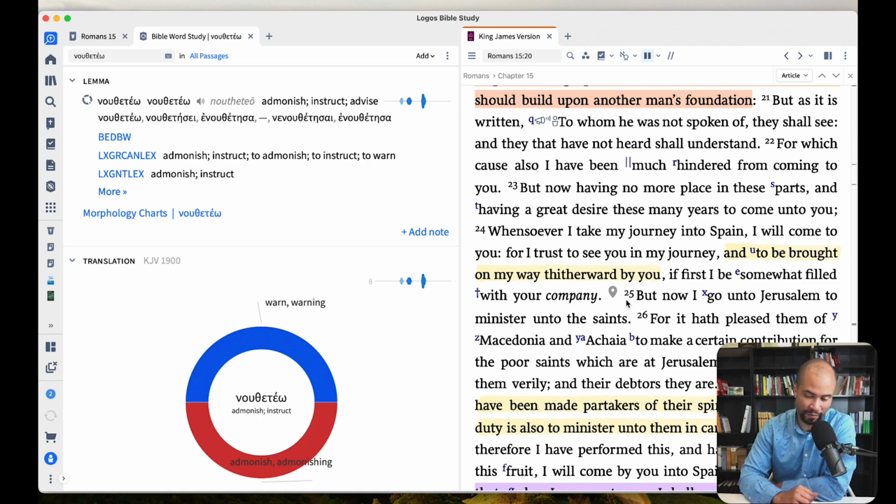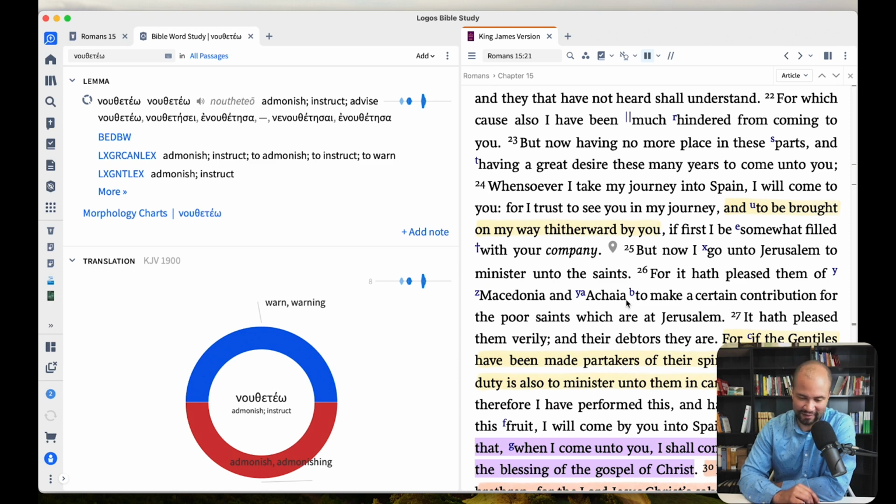He's asking for support. And he doesn't even ask for it. He just says, "I know that you're going to help me. You're going to help me get to Spain so I can share the gospel there."